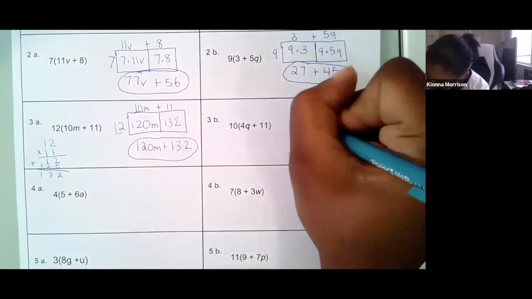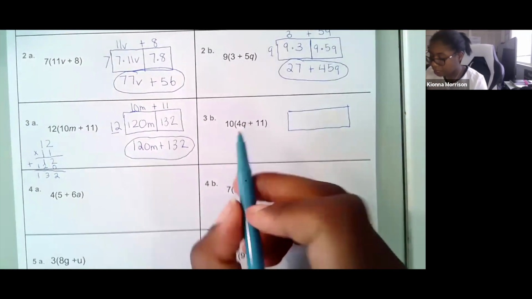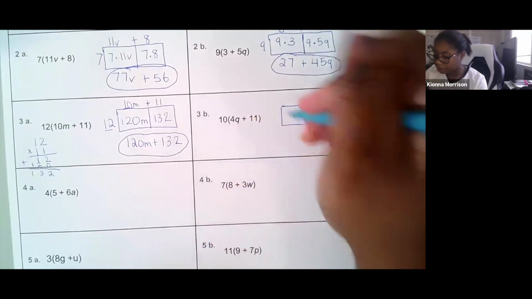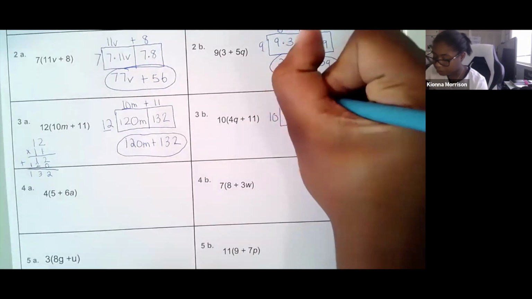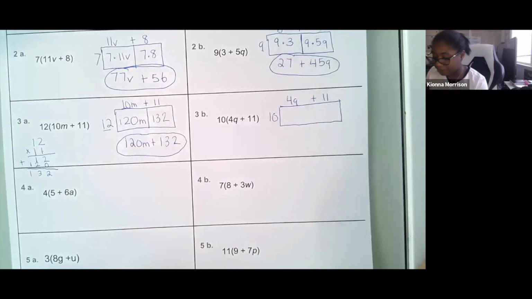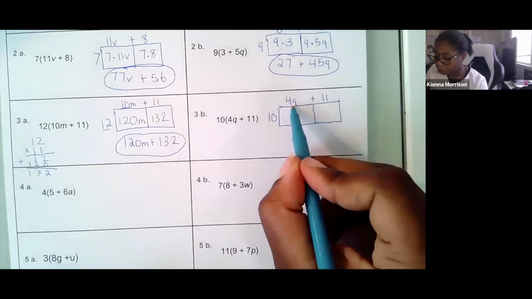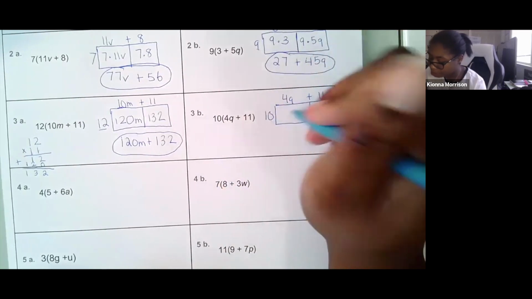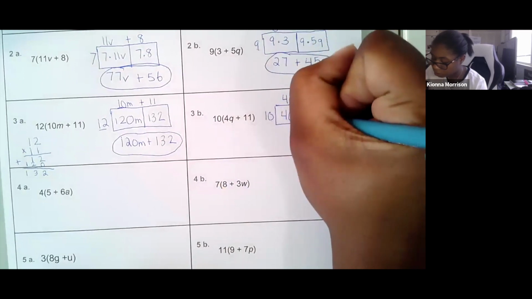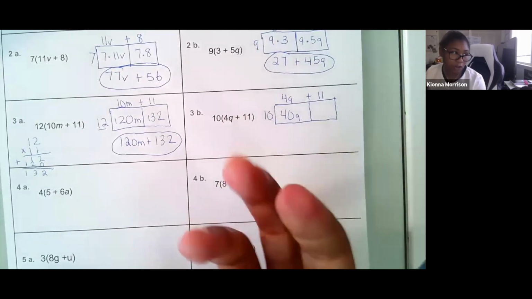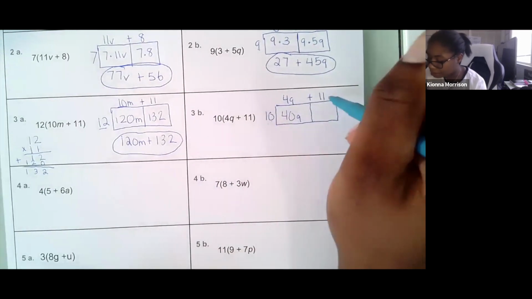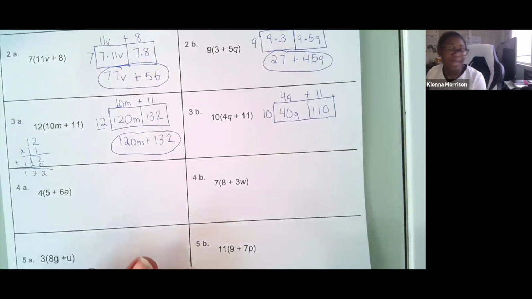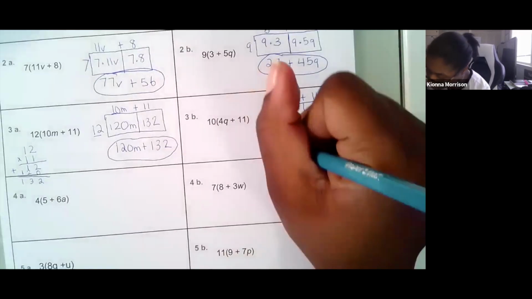I'll get ready with my area model. I have 10 times 4 cubed plus 11. I'm going to be multiplying 4 cubed and 11 by 10. So I have 10 times 4 cubed, 40 cubed, 10, 20, 30, 40. Now I have 10 times 11, which is 110. But don't forget to rewrite your expression.